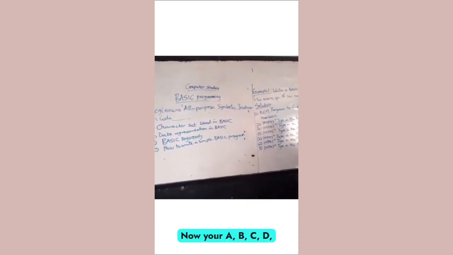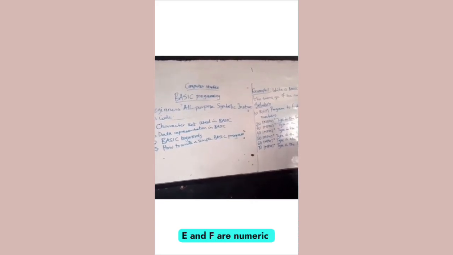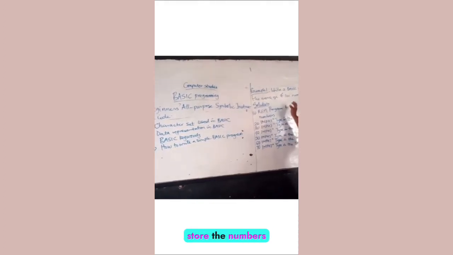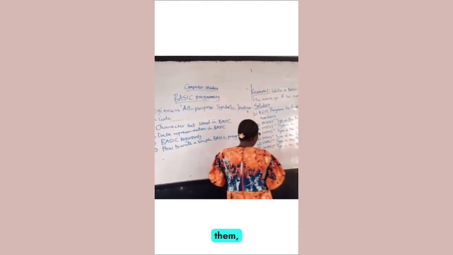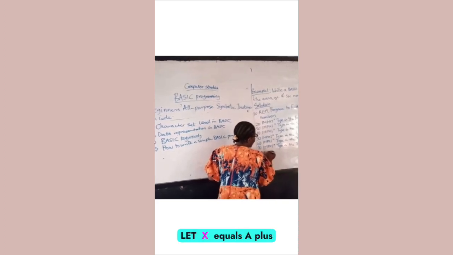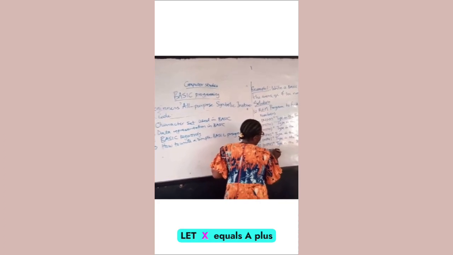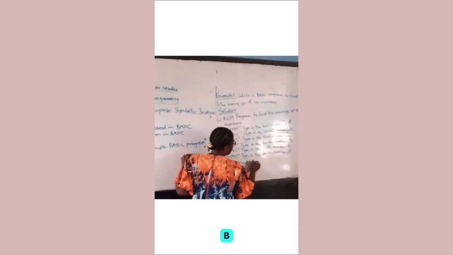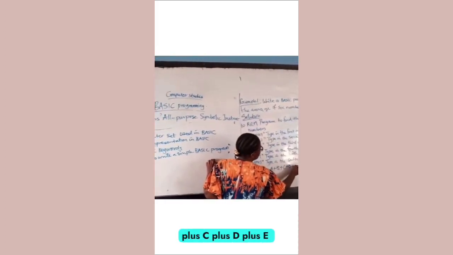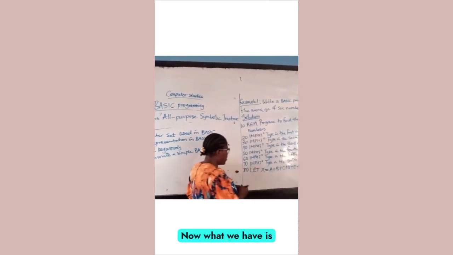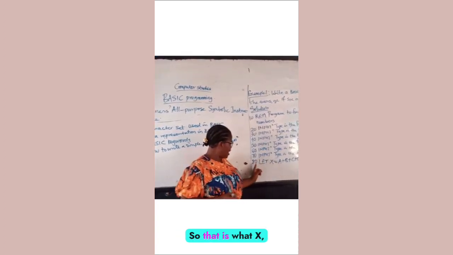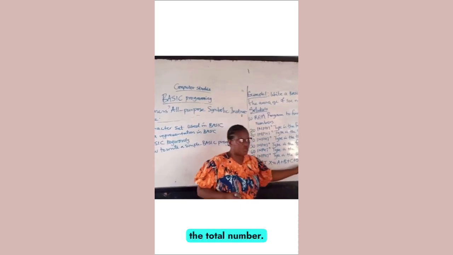F. Now your A, B, C, D, E, and F are numeric variables. They are numeric variables that are to store the numbers that you want to use while carrying out your calculation. Now after inputting them, see line 80: LET X equals A plus B plus C plus D plus E plus F. Before you find the average, you must know the total of the numbers, so variable X will store the total.